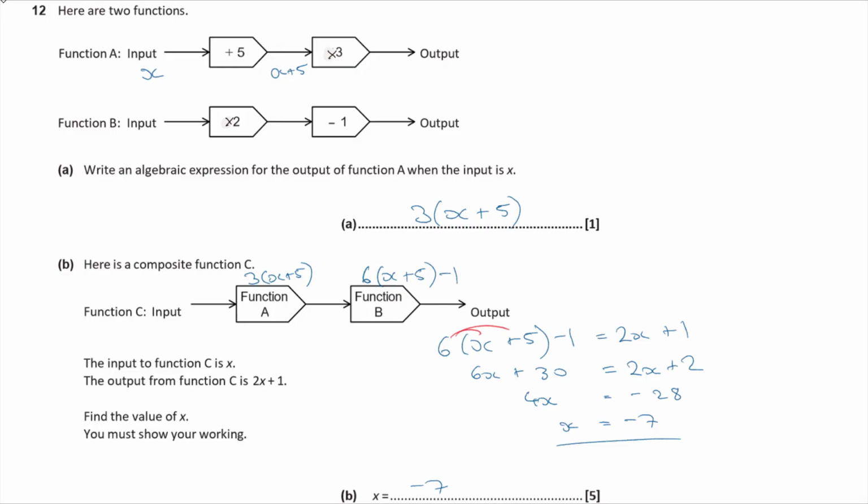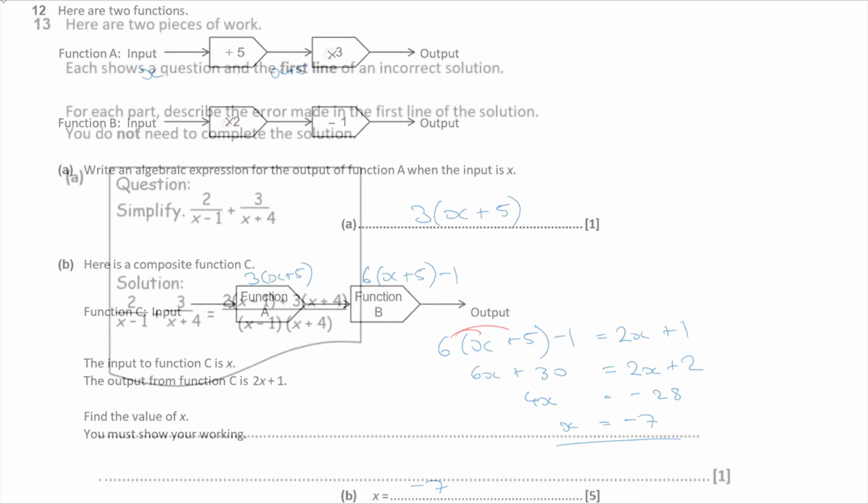So minus 7 must have gone in. I add 5, I get negative 2. I times it by 3, I get negative 6. I times it by 2, I get negative 12. I subtract 1, I get negative 13, which is 2 lots of minus 7, plus 1. That does work. Yeah.